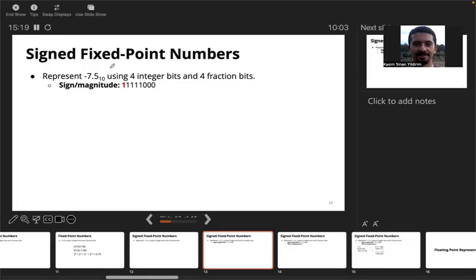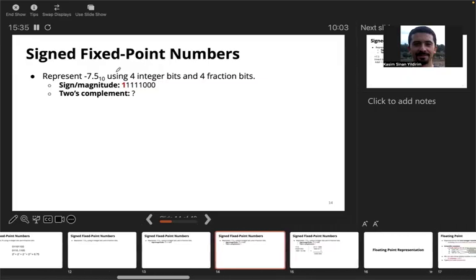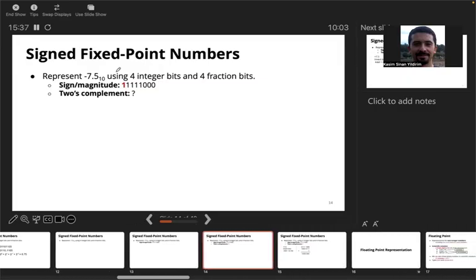If we have a 4-bit number, again 4 bits for the fractional part and 4 bits for the integer part, maybe the leftmost bit of the integer part can be used as the sign bit. Or maybe we can use 2's complement notation. So again, which one to use and how to use them is still a bit ambiguous if we have fixed point numbers.